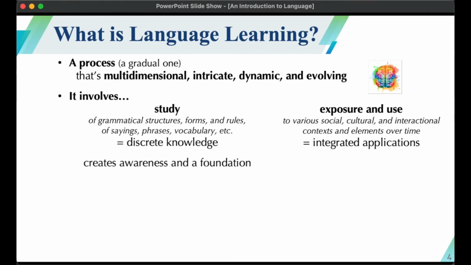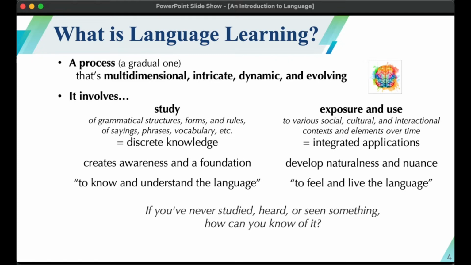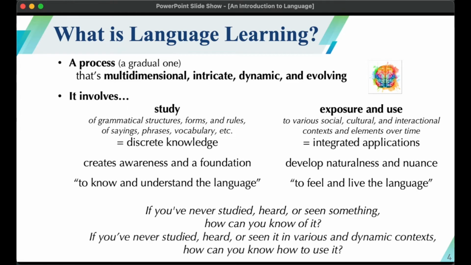Whereas study creates awareness and a foundation, exposure and use develop naturalness and nuance. In other words, whereas study is to know and understand the language, exposure and use is to feel and live the language. Think of it this way. If you've never studied, heard, or seen something, how can you know of it? And if you've never studied, heard, or seen it in various and dynamic contexts, how can you know how to use it?